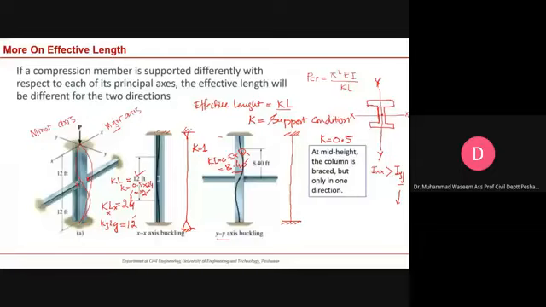Okay, we will go to the next slide, and it is loading now. What we have discussed so far is the support conditions. If you have this type of support condition, fixed, the K value will be, I think, 0.5, and KL we call the effective length.